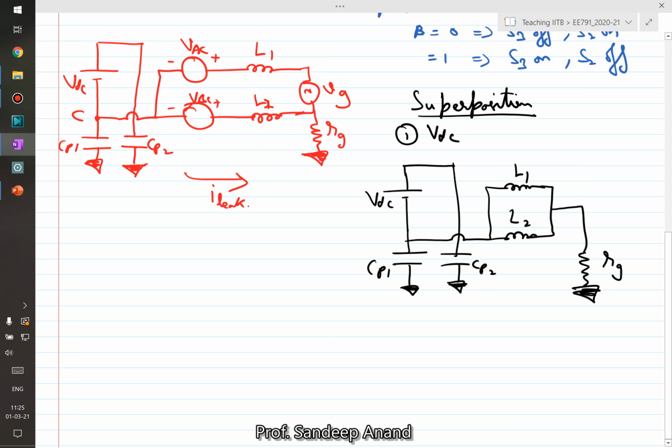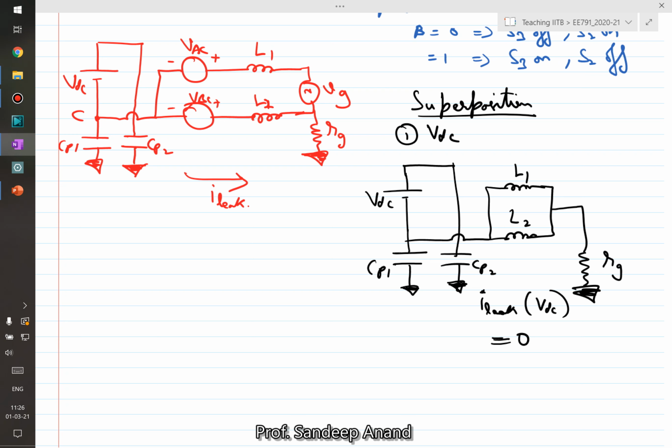Now if you solve for this circuit and try to find out the leakage current due to VDC, what you will get is 0, because at steady state this is a DC source, and the capacitors will get charged to suitable DC values, and there will be no DC current flowing through these caps. If there's no DC current flowing through either of the caps, then the circuit cannot complete, and there cannot be any leakage current. So the DC source does not produce any leakage current as such.